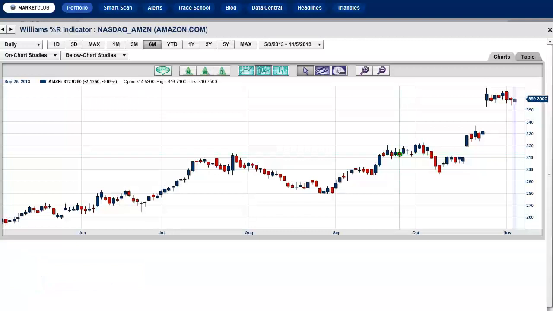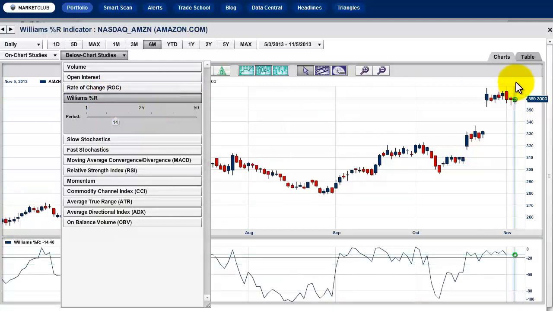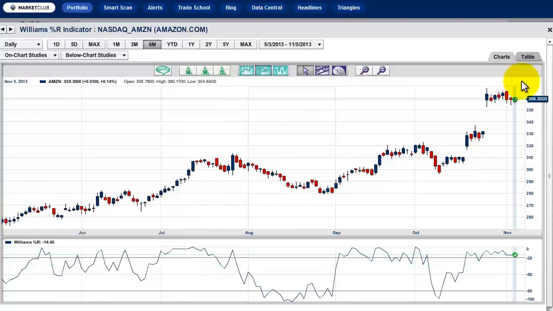We're looking at a daily candlestick chart going back about 6 months, and what we have to do is put the Williams %R indicator on this chart. Oscillators typically go below the chart itself, so all you have to do is go to the below chart studies on MarketClub, click once, scroll down to the Williams %R, click, and then move the cursor off, and that automatically closes the window.